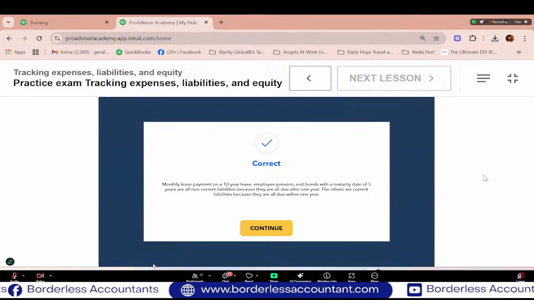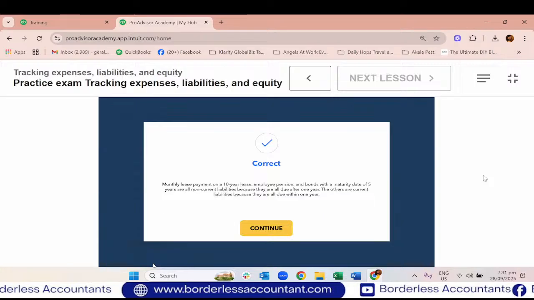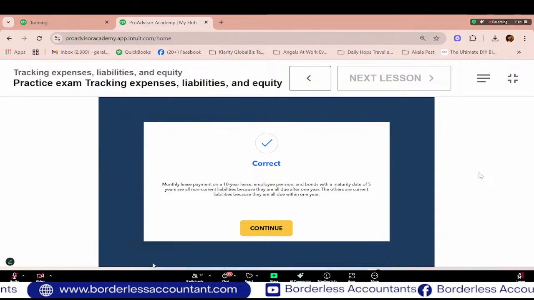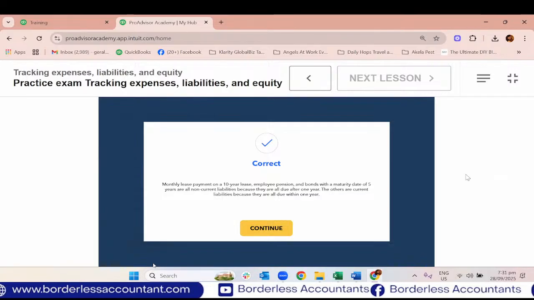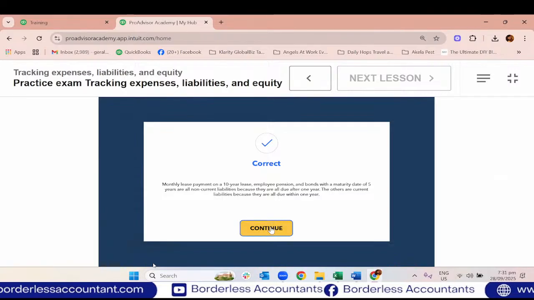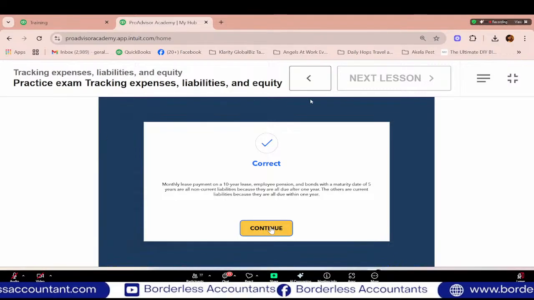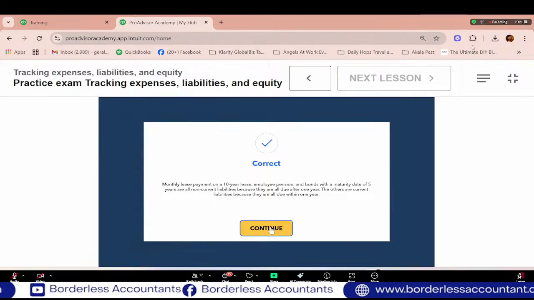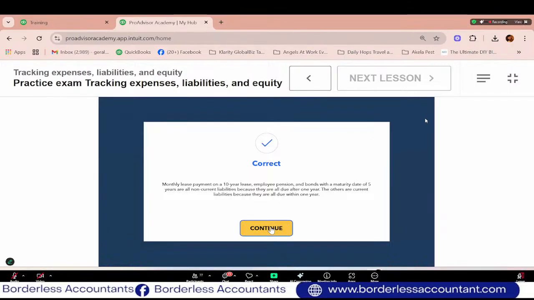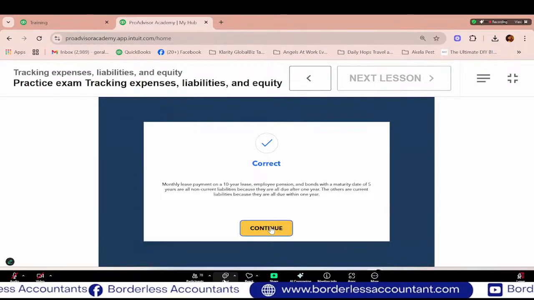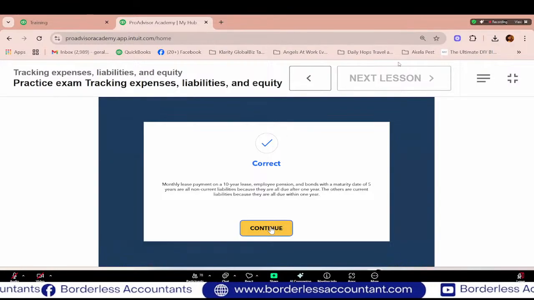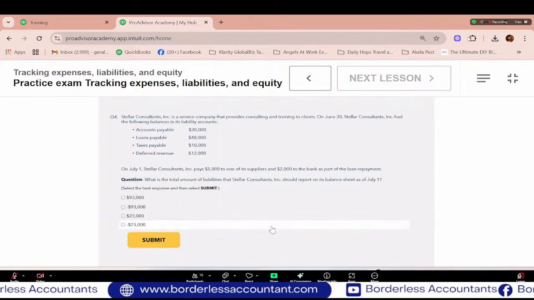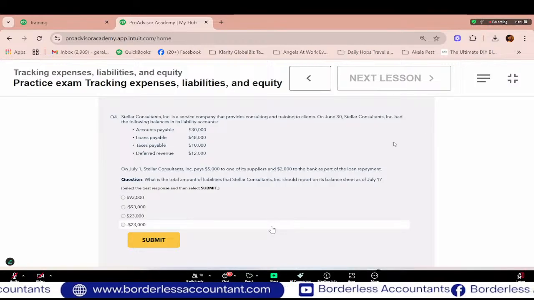Correct. Monthly lease payment for a 10-year lease, employee pension, and bonds with a maturity date of 5 years are all non-current liabilities because they are all due after 1 year. The others are current liabilities, as they are all due within 1 year. The text is small, sorry. So, let's continue. Sorry guys, I think it's the brightness of my screen.